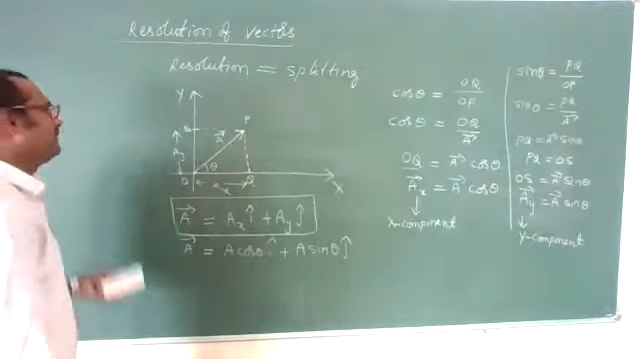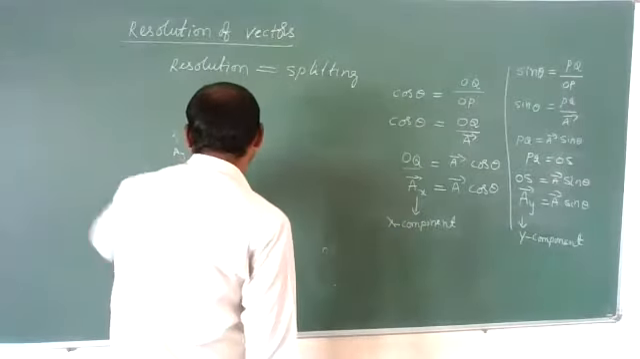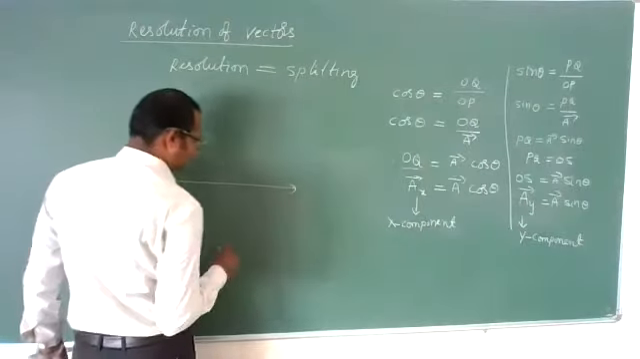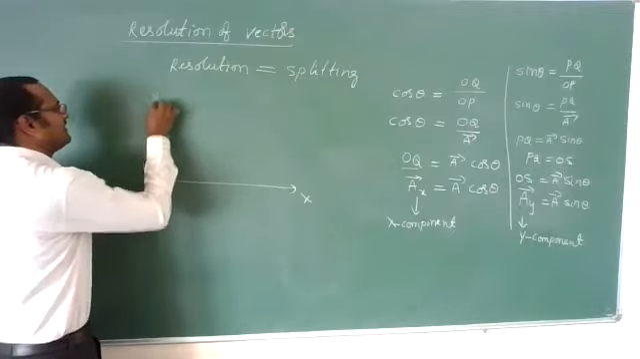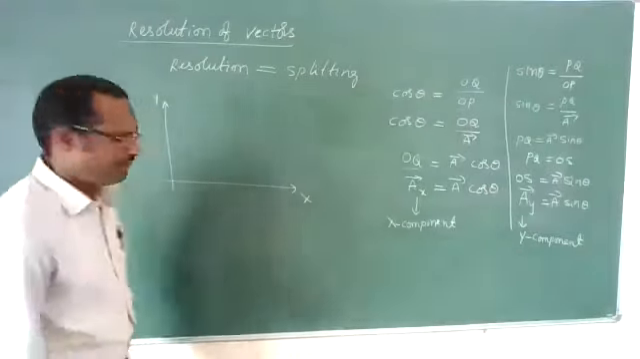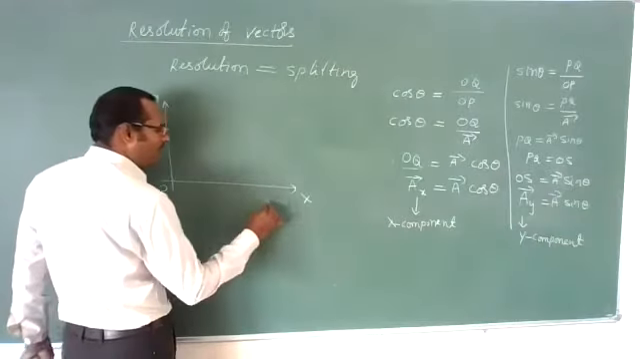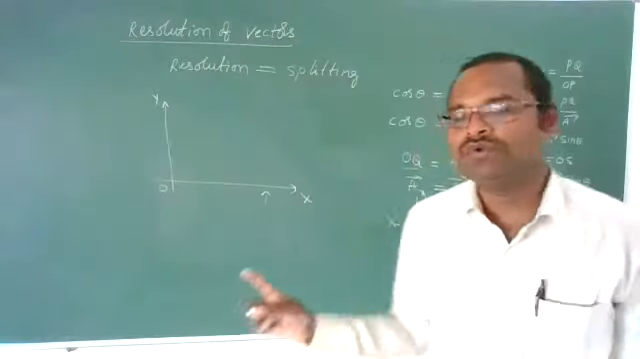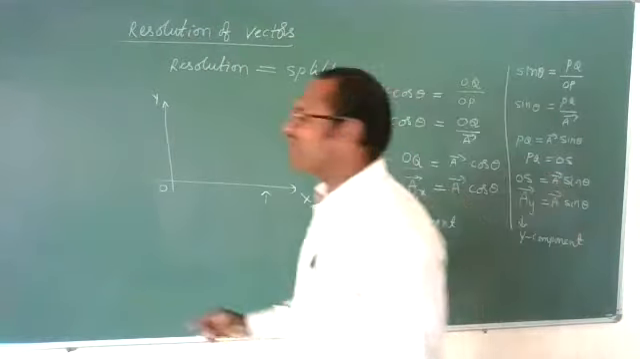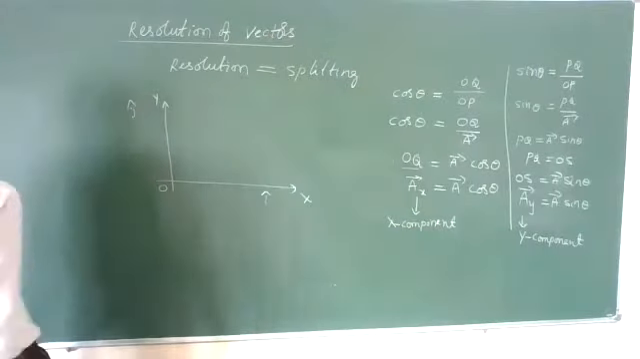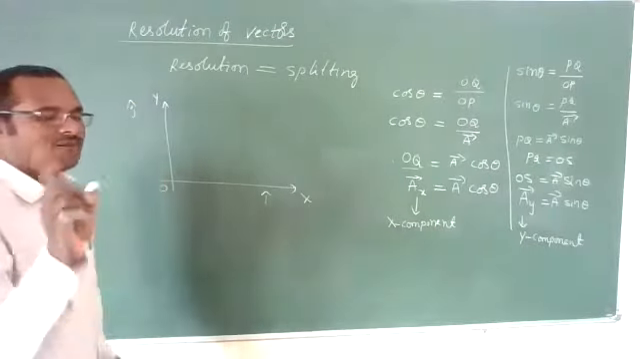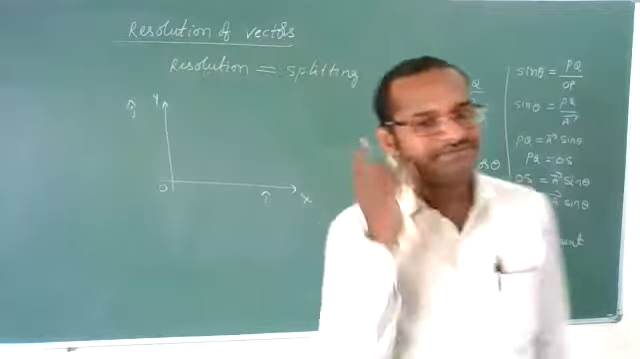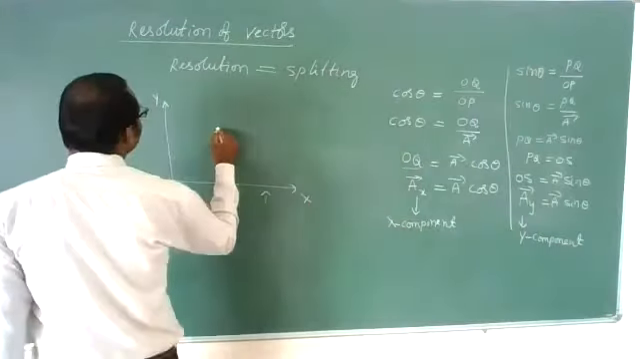Now, I'll take a different one. I hope you know all these things already. Now I am having a vector like this. This is x-axis, this is y-axis. See here, this is the origin. Along x-axis, if you want to write a direction without changing the value, you need to write I cap. Along y-axis, you need to write j cap. I cap is a unit vector along x-axis, j cap is a unit vector along y-axis. Clear? Yes.